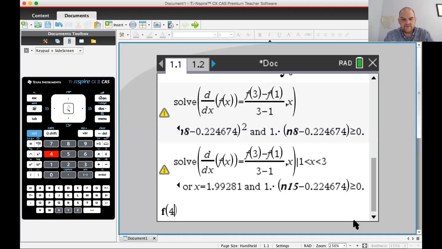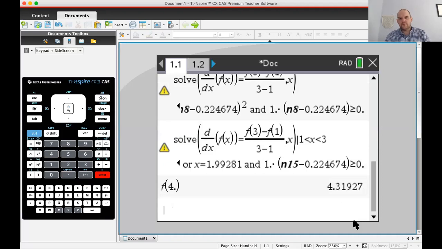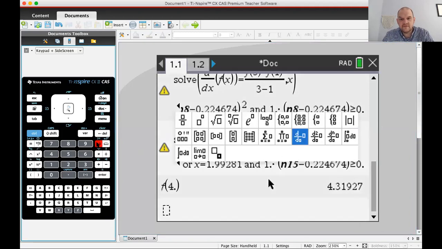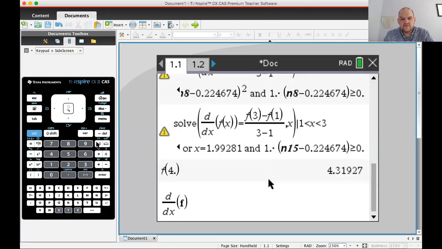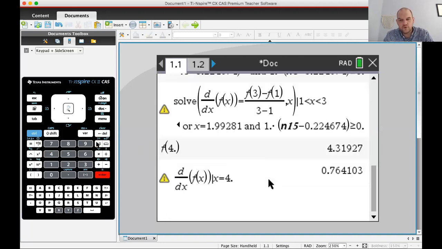So I need to know f of 4. So 4.319 is what I'm writing down. And then I need to know the derivative at 4. So derivative with respect to x of f of x such that x equals 4. The fastest way for you to do that, by the way, is menu 4.2. Menu 4.2 will pop up the template for you and you just fill it in. It's always faster for me to type. Well, I don't know if that's actually true. 0.764 is what I'm writing down.